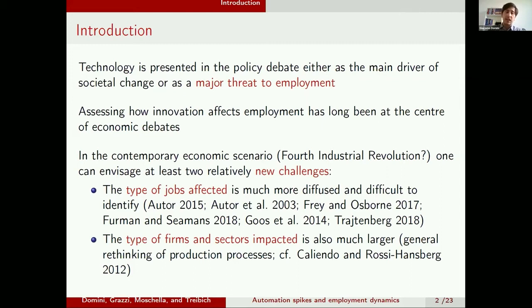In particular, the type of jobs that are affected by these recent technologies is much larger than in the past. It's not just about manual jobs being at risk. It's about any job that can be routinized. And secondly, the type of firms and sectors is also larger than before, because these technologies are seen as involving a general rethinking of production processes.